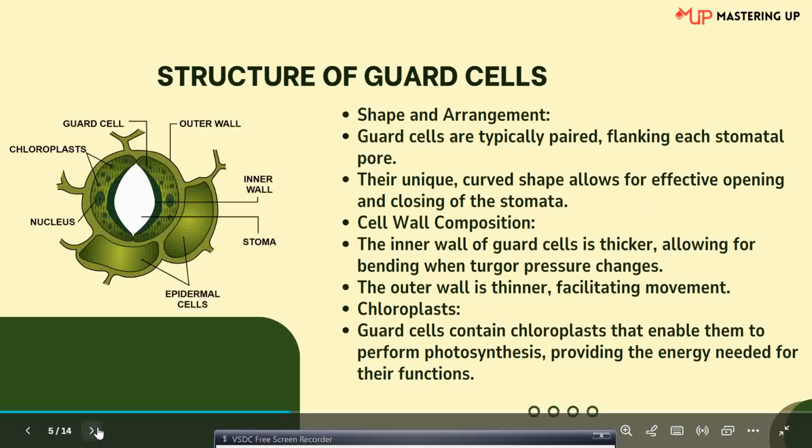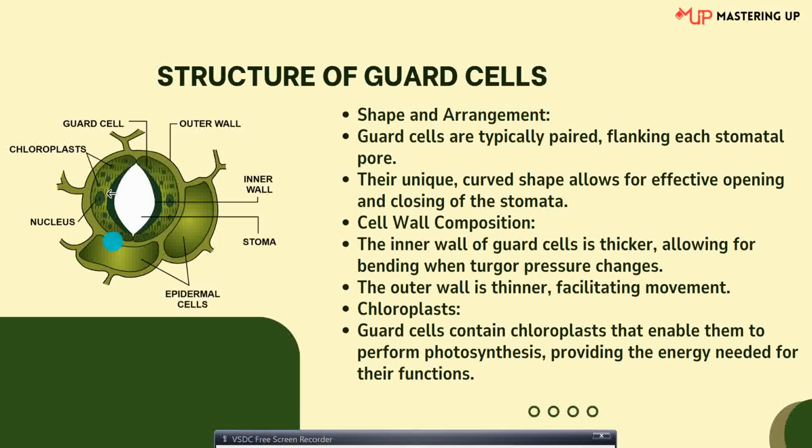Now coming to the structure of guard cells. Coming to the shape and arrangement, guard cells are typically paired, flanking each stomatal pore. So guard cells are always in pairs. Each stomata has two guard cells, one on either side. The unique curved shape allows for effective opening and closing of the stomata. So the shape of the guard cell is curved, and it helps in the opening and closing of the stomata.